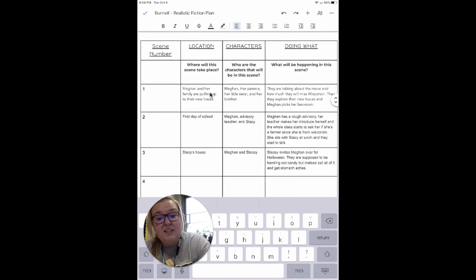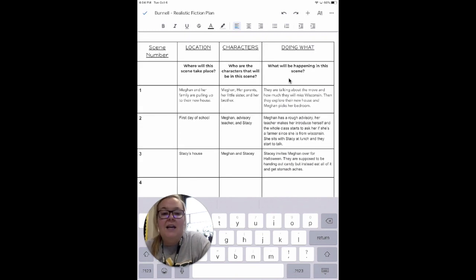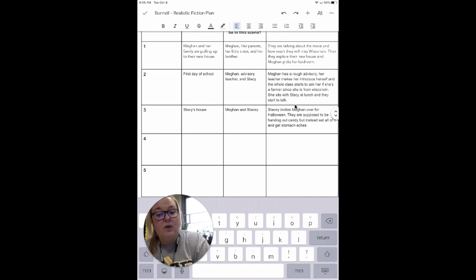When you guys are doing this today, the most important part is that you put a pretty decent chunk of text in this doing what box. The more you write there, the easier it's going to be for you to write this story when we start writing tomorrow, okay? You are going to do 5 scene plans today. So I've done 3. You're going to do 2 more than I did. So your first 5 scenes are going to be planned.